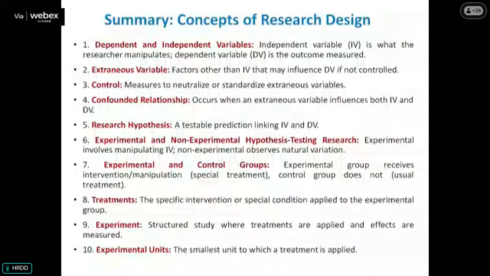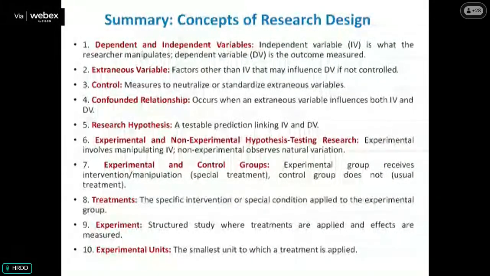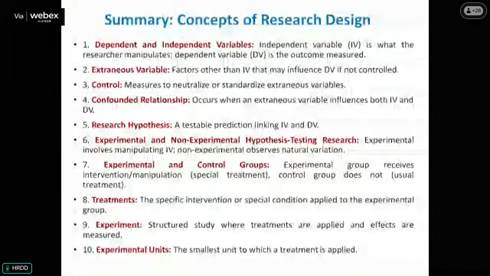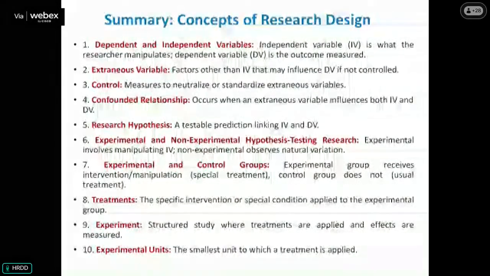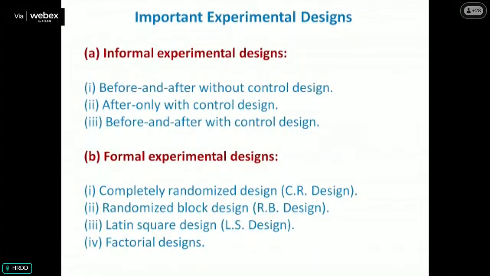So there are two groups. This is needed for the research design. Okay. And an experiment is a structured study where treatments are applied and effects are measured. An experimental unit is the smallest unit where the treatment is applied. And we did a lot of experiments on research design, realistic experiments, also the agricultural ones, which are there in the syllabus. Okay. So these are the informal experimental design and formal experimental design.